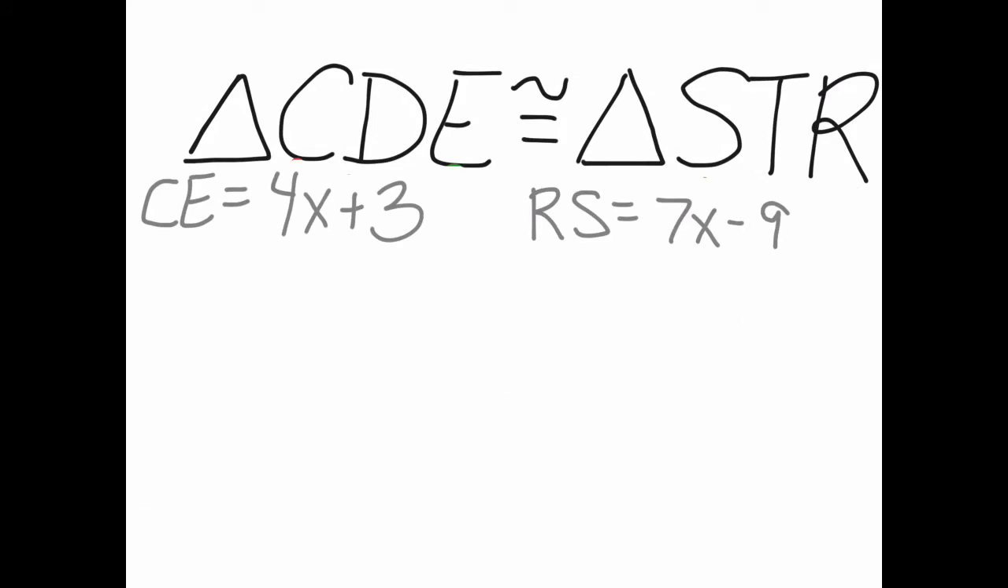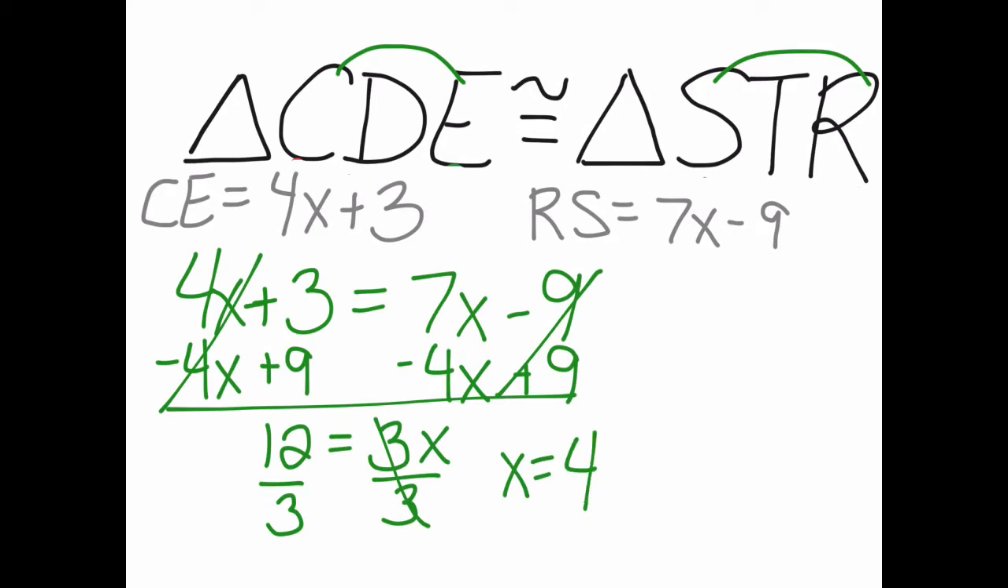So there's another question a little further down in your quiz, and it says that given those two triangles, CE equals 4x plus 3, and RS equals 7x minus 9. So remember that CE and SR or RS are equal to each other. So you can set these two equal to each other and solve for x. So when you do the algebra, you get that x equals 4.